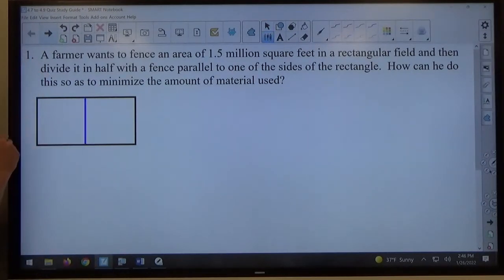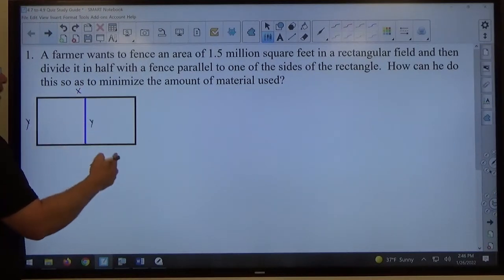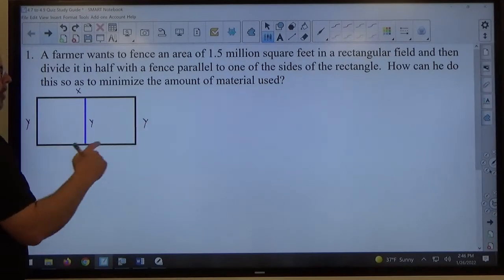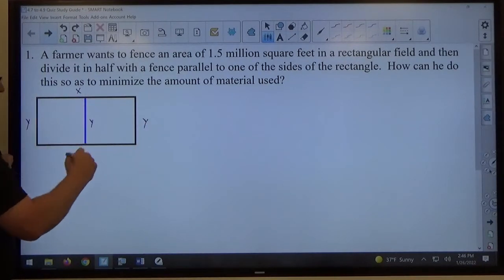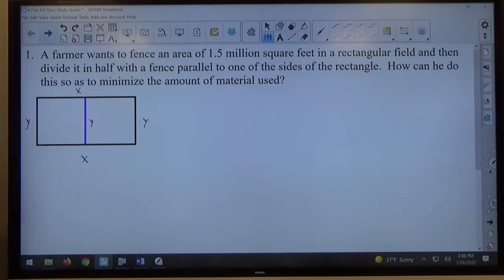So the dimensions of the rectangle are going to be length and width. I'm going to go with x and y. So call this y, call this x. And once I've established the picture the way I've got it drawn, I've got a parallel fence going here. That gives me a fence here, also y feet long, and a fence here, also y feet long. We have a fence on top, x feet long, and a fence on the bottom, x feet long. So the total amount of fencing in this picture is 2x plus 3y.